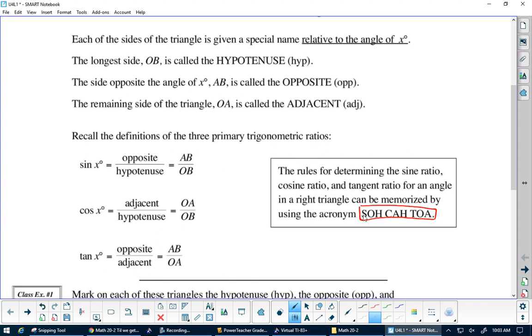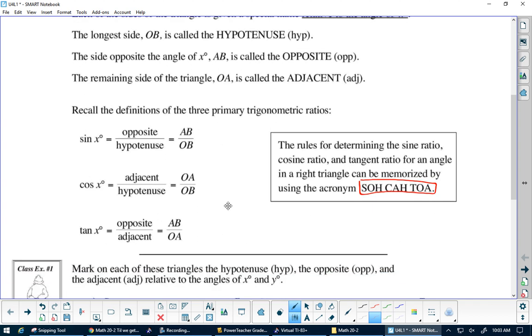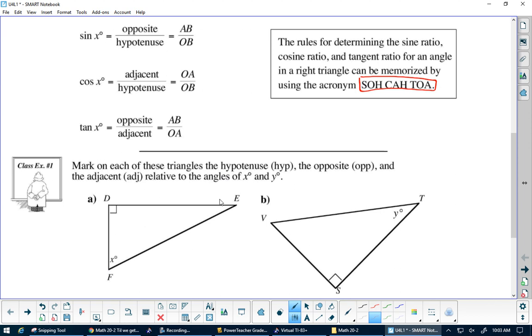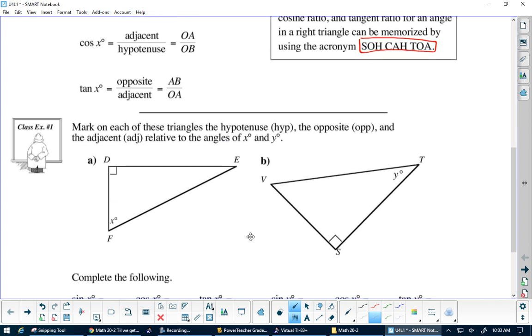Right? Sine equals opposite over hypotenuse. Cos equals adjacent over hypotenuse, and tan equals opposite over adjacent. The trick to these is finding what opposite, adjacent, and hypotenuse are. And we always do that from the angle.